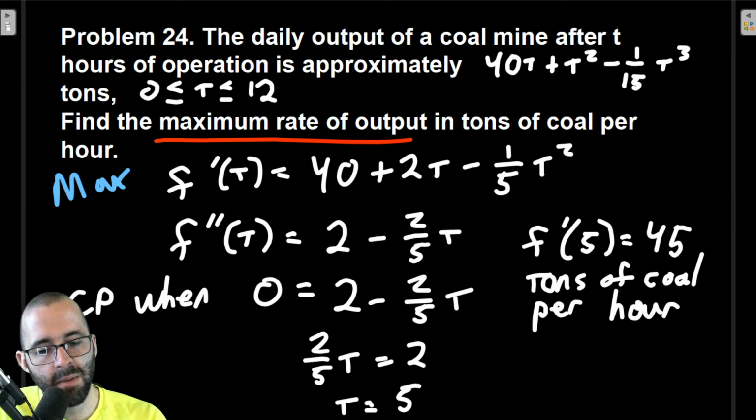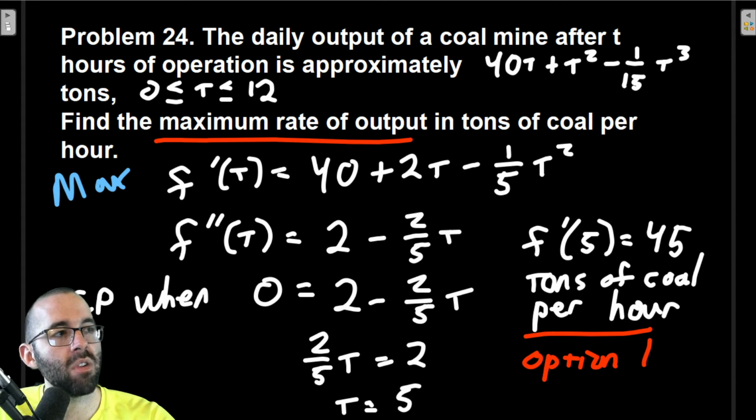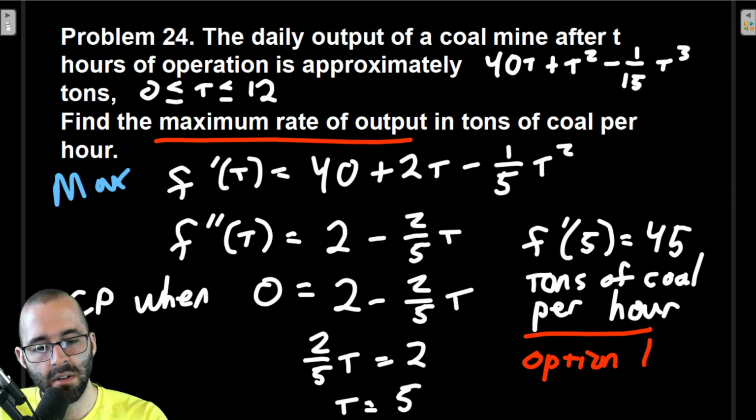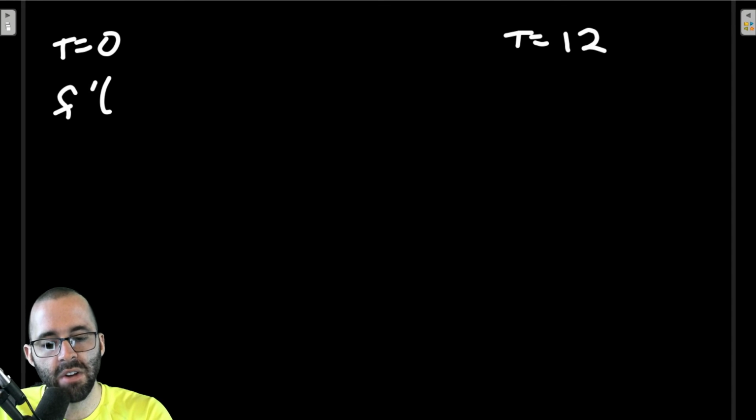All right, and that's one option, but we always have to check the endpoints. Here, there's only one critical point. If there are multiple critical points, we check multiple critical points, but there's only one critical point here. So let's also check the endpoints, t equals 0 and t equals 12. We'll plug those in as well.